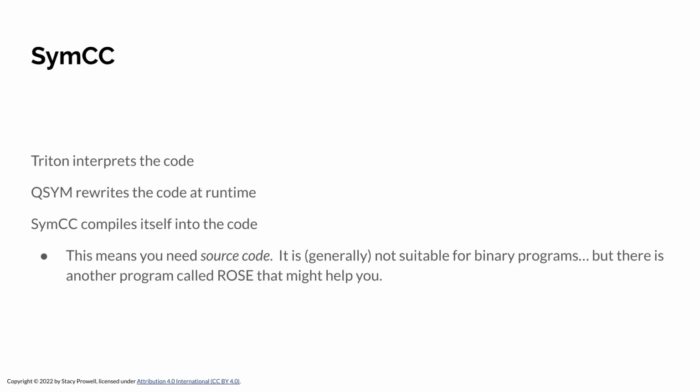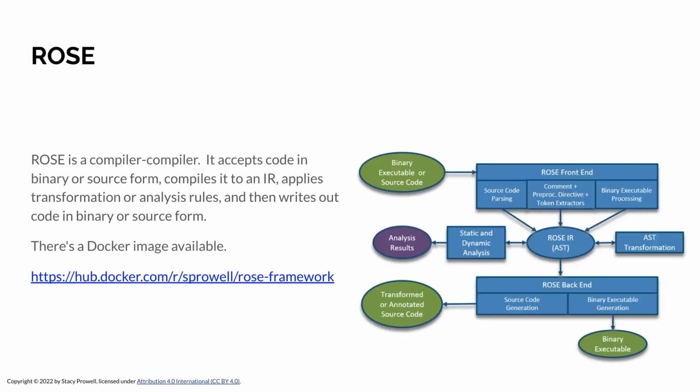I don't have source code. I have a binary. How can I use something that deals with source code? Maybe Rose will help you. So Rose is a compiler. It accepts stuff in one form and compiles it to a different form. So it can translate between programming languages, for instance.